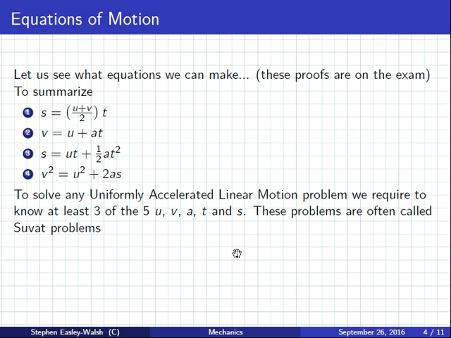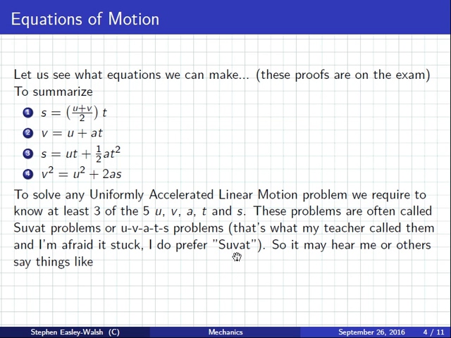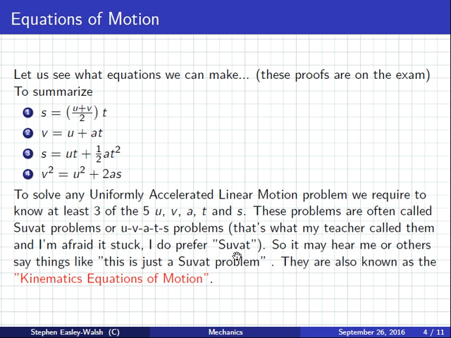These problems are often called SUVAT problems, but I call them UVATS problems because that's what my teacher called them, and I haven't gotten out of the habit of calling them this. Most American physics books will call them SUVAT problems. I would call them UVATS problems. SUVAT is a word you've seen before? No? Okay. UVATS then. I do prefer SUVAT because it's quicker to say than UVATS. They're also known as kinematics equations of motion, but just equations of motion will do.